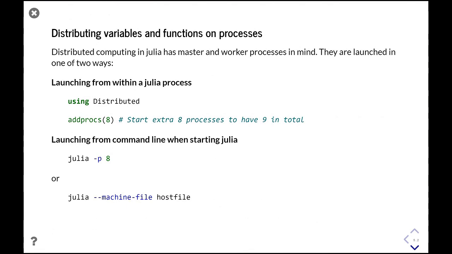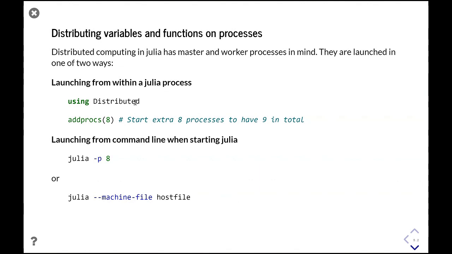Julia uses this concept of the main or master and the worker processes. Distributed computing in Julia has master and worker processes in mind, and they can be launched in two different ways. First, we start one Julia process, and then we load the module Distributed. It is a package, the package name.